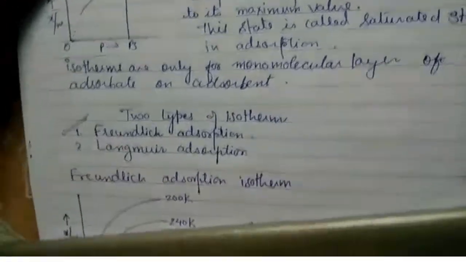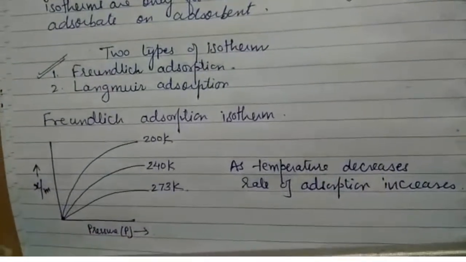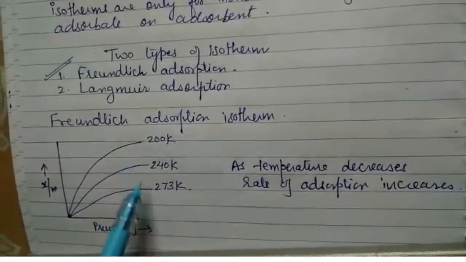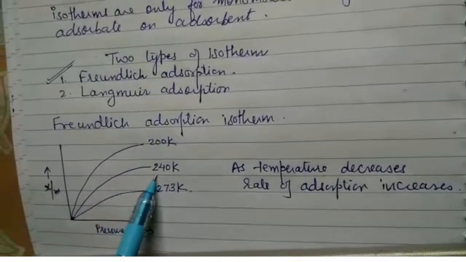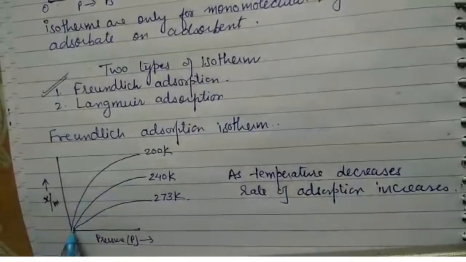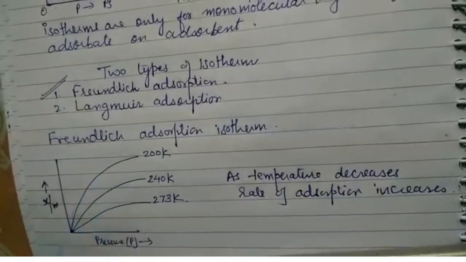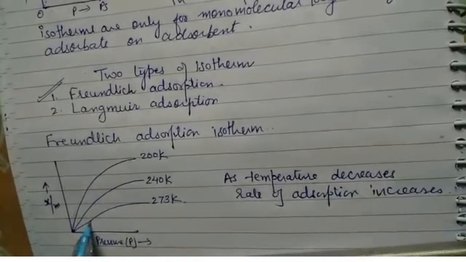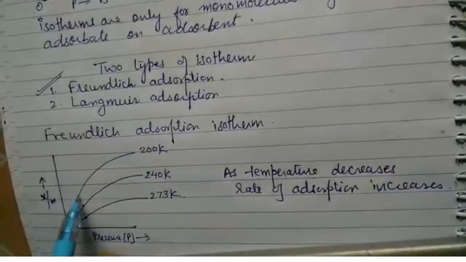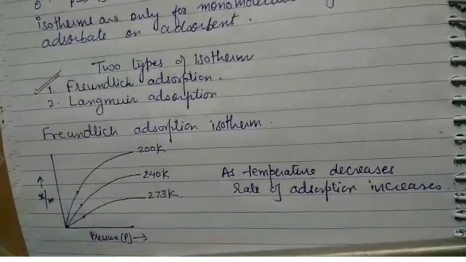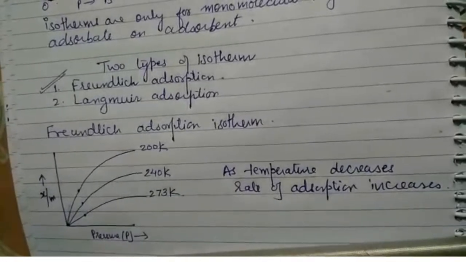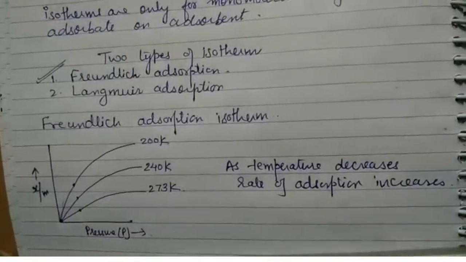In this adsorption, I have made this graph between x by m and pressure. You can see here as the temperature is decreasing from 273 Kelvin to 240 Kelvin, then 200 Kelvin, as the temperature decreases, the rate of adsorption increases. First at this pressure, the rate of adsorption is this much. At the same pressure, the rate of adsorption is this, and at the same pressure, the rate of adsorption is this for different temperature. And we have seen that as the temperature decreases, the rate of adsorption increases here.